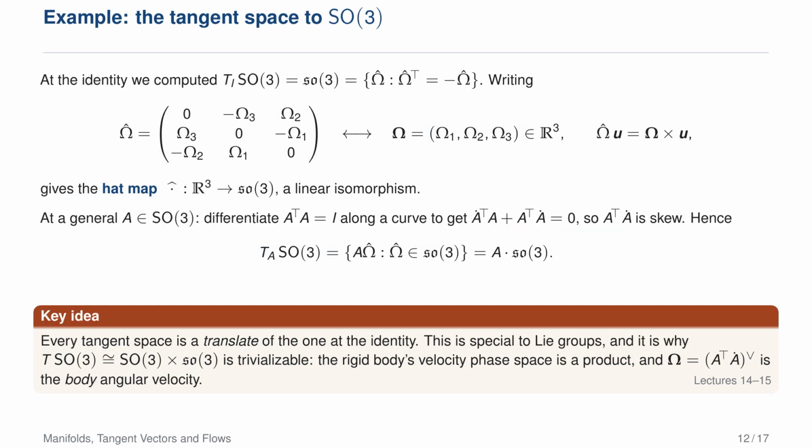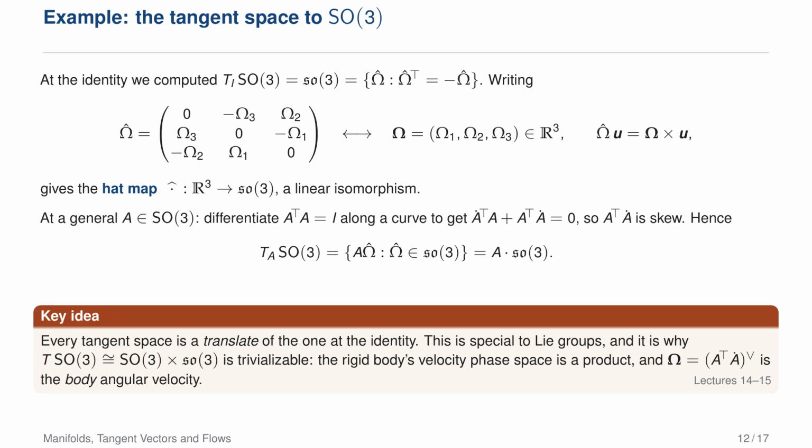Now the rigid body. At the identity we computed the tangent space to SO(3) to be little so(3), the skew-symmetric matrices. Write omega hat for the skew matrix built from a vector omega. Arrange it so that omega hat applied to u equals omega cross u. That is the hat map, a linear isomorphism from R3 onto little so(3). The hat map is why angular velocity feels like a vector when it is really a matrix.